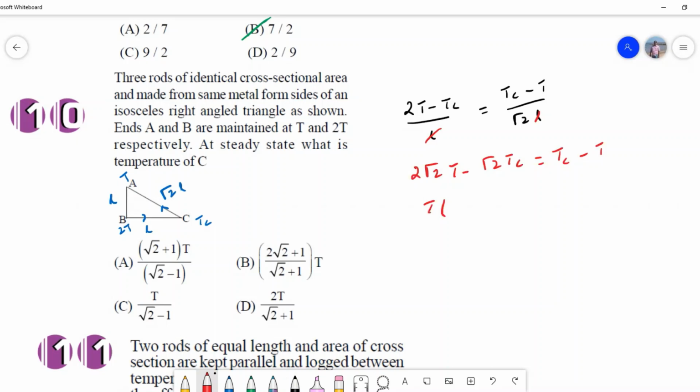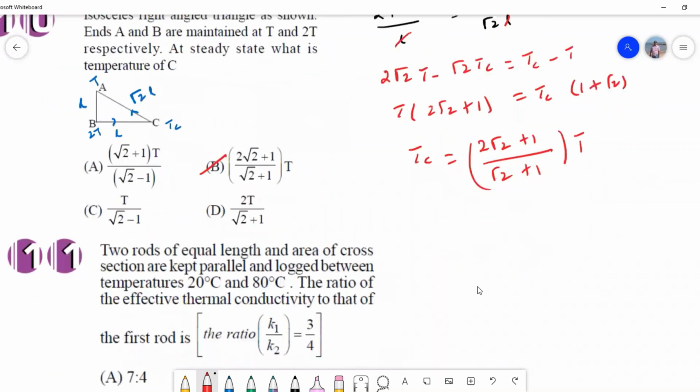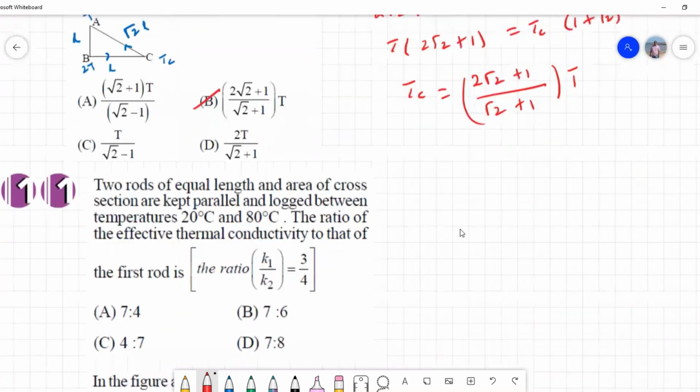So if I take T common, 2 root 2 plus 1, and if I take Tc common, 1 plus root 2. We want to find out Tc. So Tc is equal to 2 root 2 plus 1 by root 2 plus 1, whole multiplied with T. So this is option number B. It's a simple problem based on transfer of heat. So simply we equated the temperature gradient.